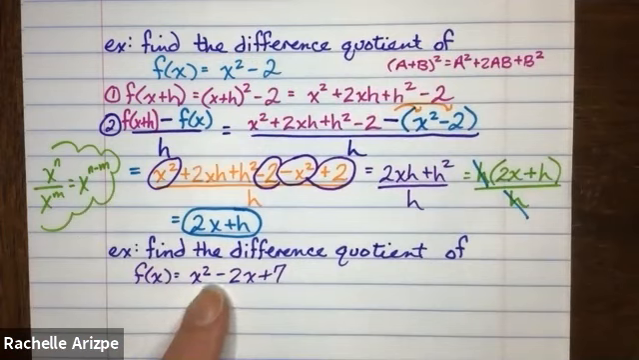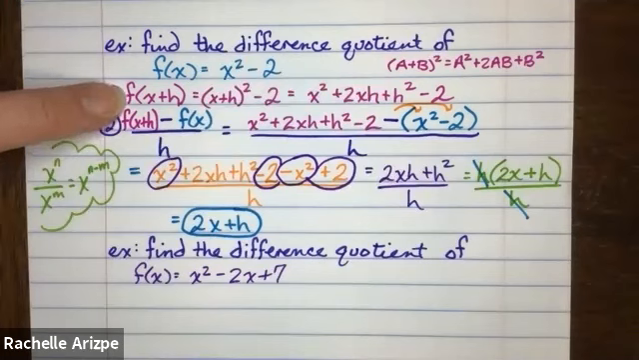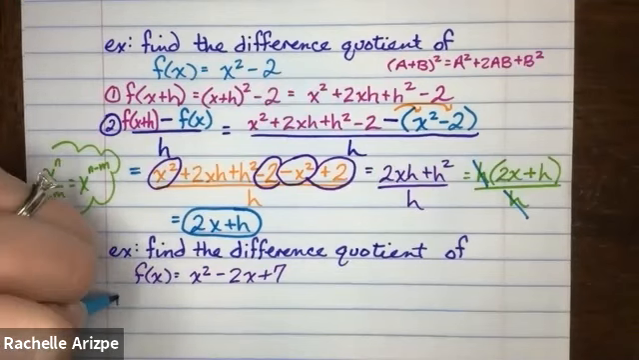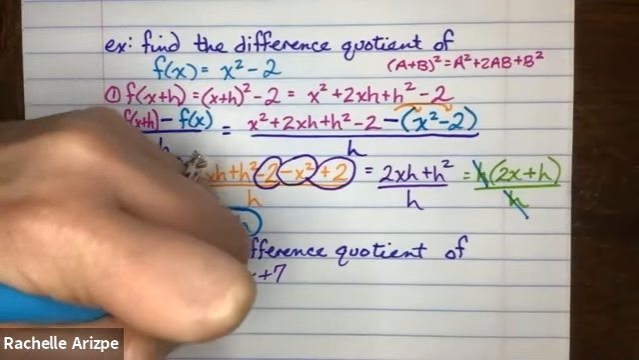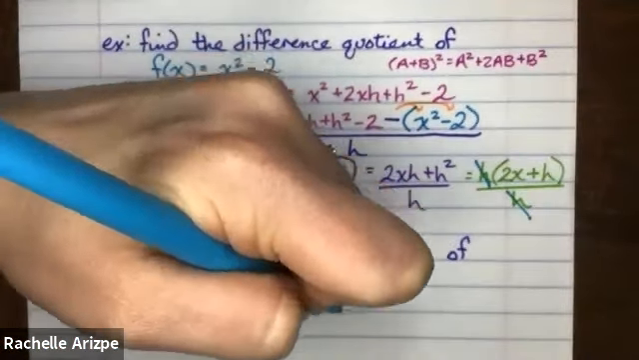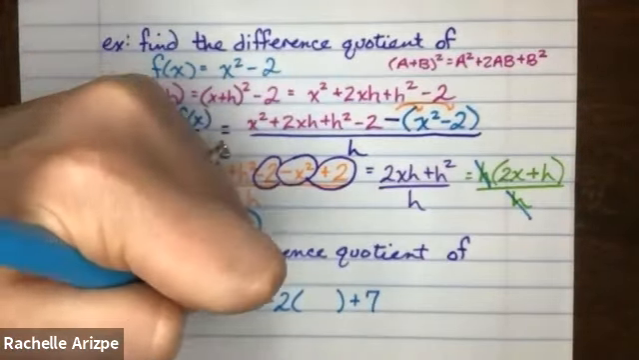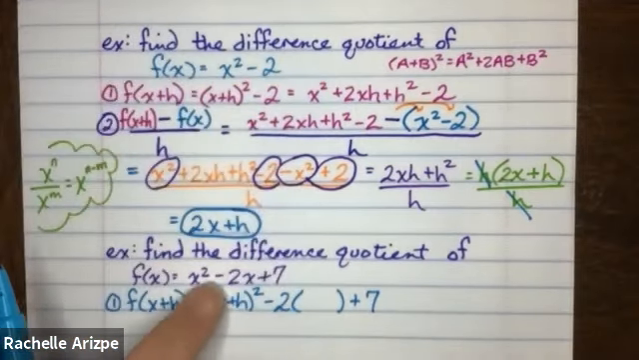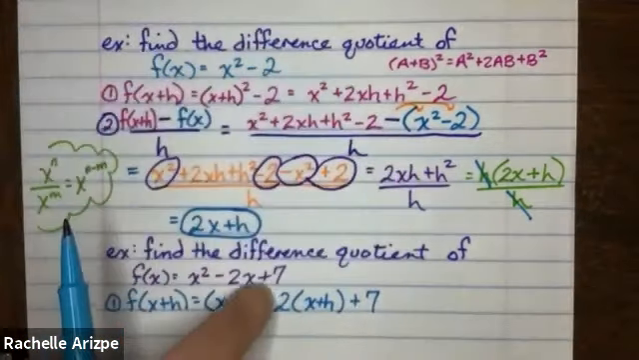You'll notice our function here was x squared minus 2. Here we have x squared minus 2x plus 7. Our first step is the same. We're going to start by finding f of x plus h, which means everywhere I have an x in f of x, I'm going to replace with x plus h. So I have x squared, so I'm going to write x plus h squared, minus 2x, replace with x plus h, plus 7.